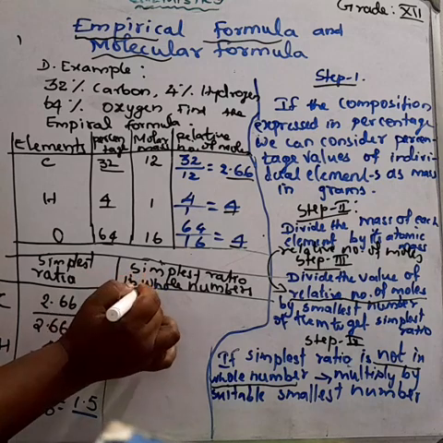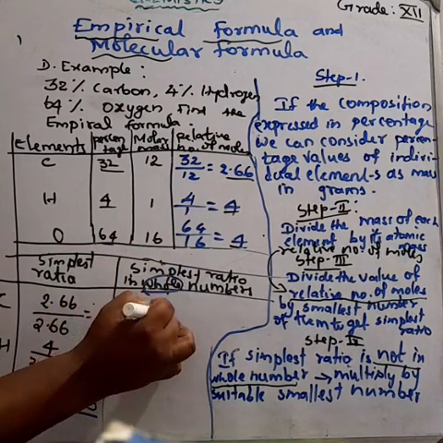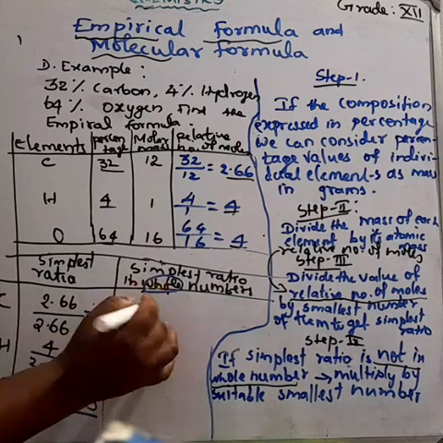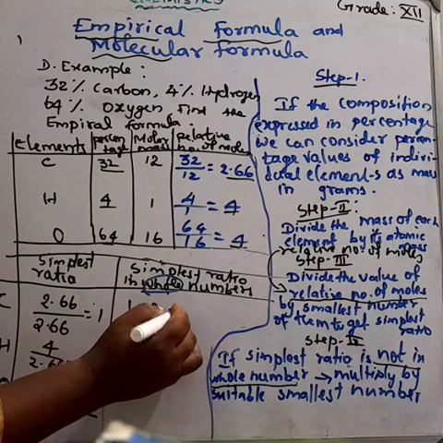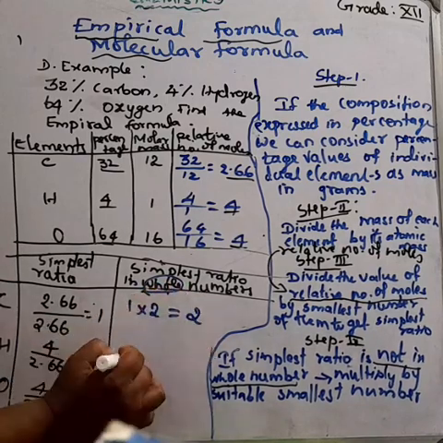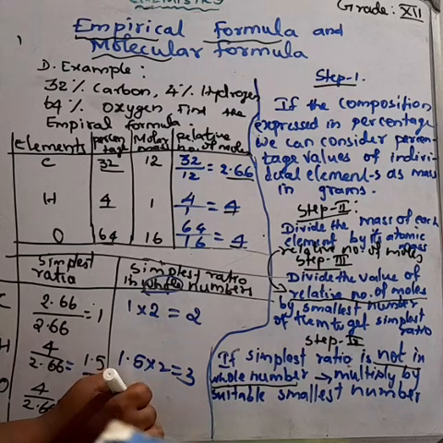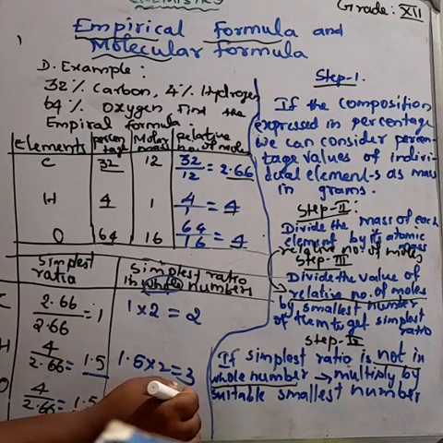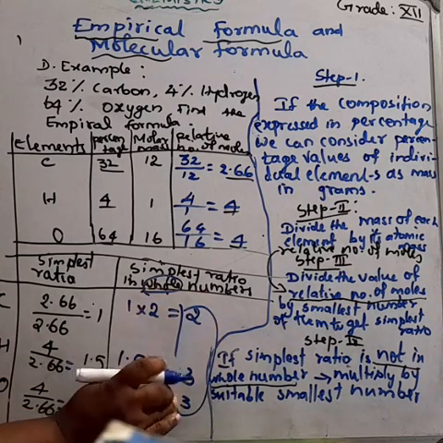Okay, so carbon, simplest ratio 1. When we multiply 1 by 2, we get 2. Hydrogen 1.5 times 2, 3. Oxygen 1.5 times 2, 3. Okay, so this is the simplest ratio in whole number. Understood? So, what is our question?